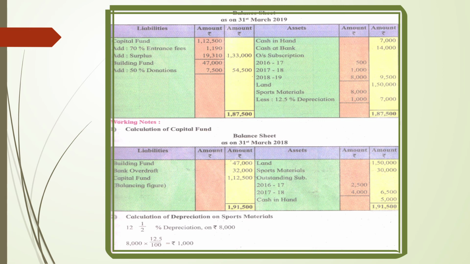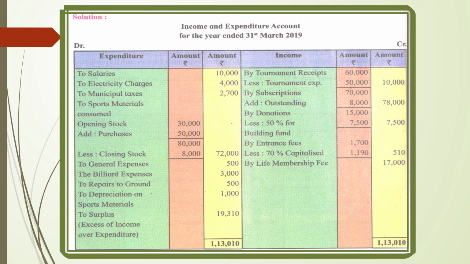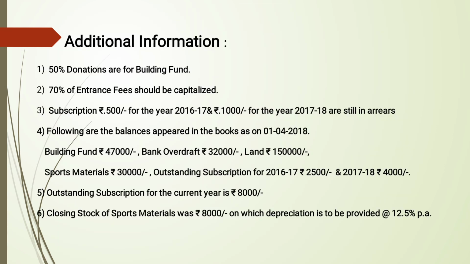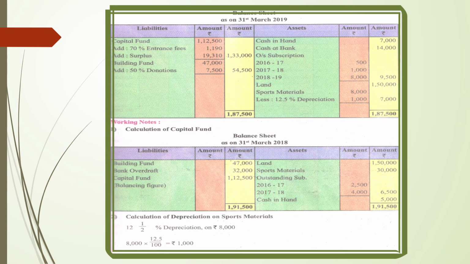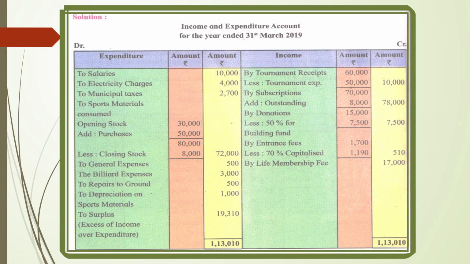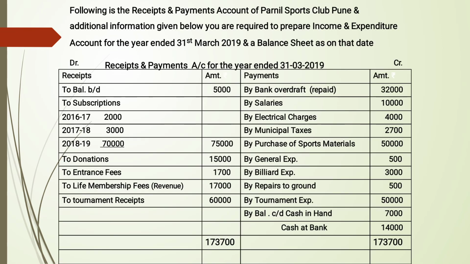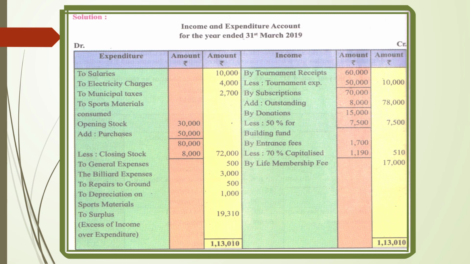Second adjustment, 70% of entrance fees should be capitalized. We have also done this example adjustment. 30% is revenue, which is mentioned in the income side, and 70% is added in the capital fund. Third, subscription adjustment 2016-17, 17-18, 500 and 1000. We have already mentioned in the closing balance sheet asset side. Following are the balances appeared in the books as on 1st April 2018. Building fund 47,000, which is mentioned in the opening and closing balance sheet. Bank overdraft in the opening balance sheet only, 32,000.